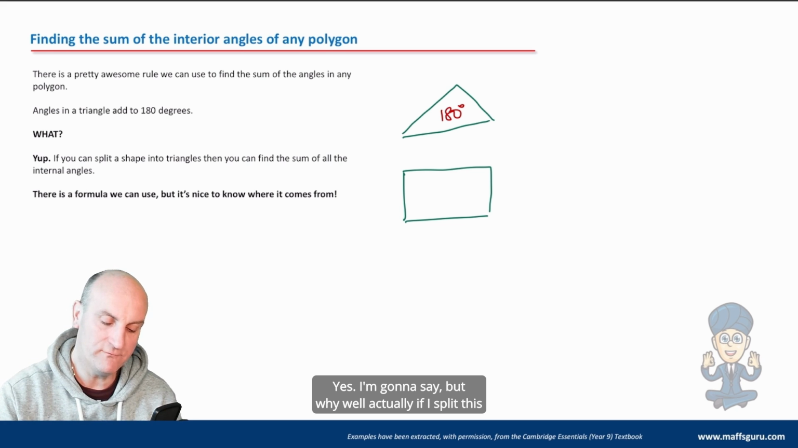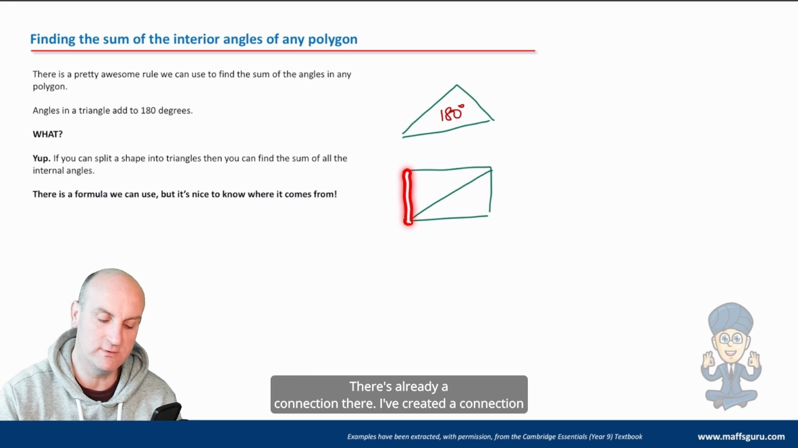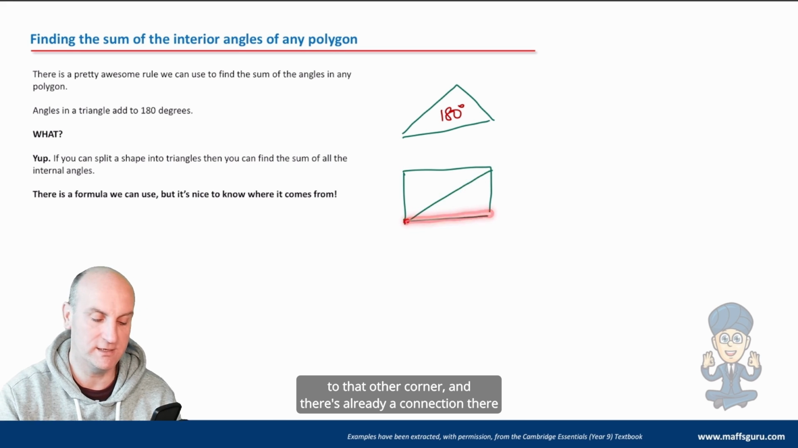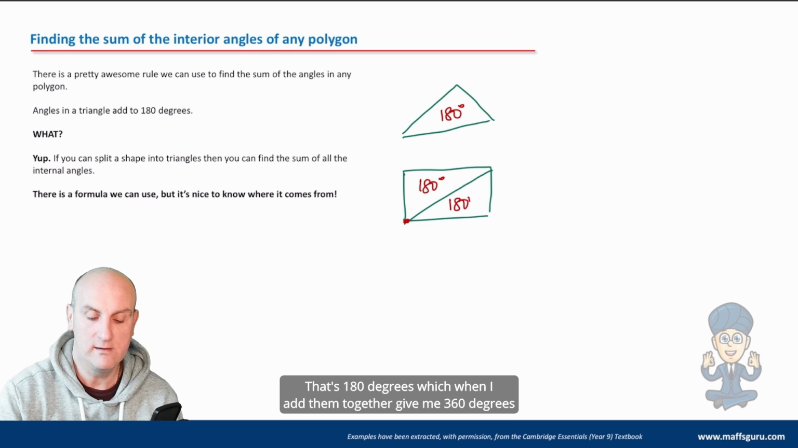Well, actually, if I split this into 2 triangles, I start in a corner and make sure I've connected to every other corner. So I've started here. There's already a connection there. I've created a connection to that other corner, and there's already a connection there. I've got triangles. How many triangles have I got? Well, I've got 2. That's 180 degrees, that's 180 degrees, which when I add them together, give me 360 degrees.